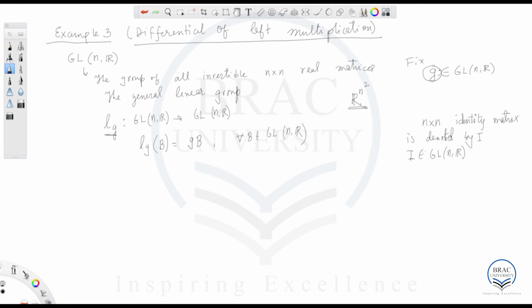Okay. And now we take the differential of this smooth map at this point identity of the manifold GL(n, R). So this is supposed to be a map from the tangent space T sub I of GL(n, R) to T sub L_G acting on I, which is just G times I, which is G, T sub G of GL(n, R).